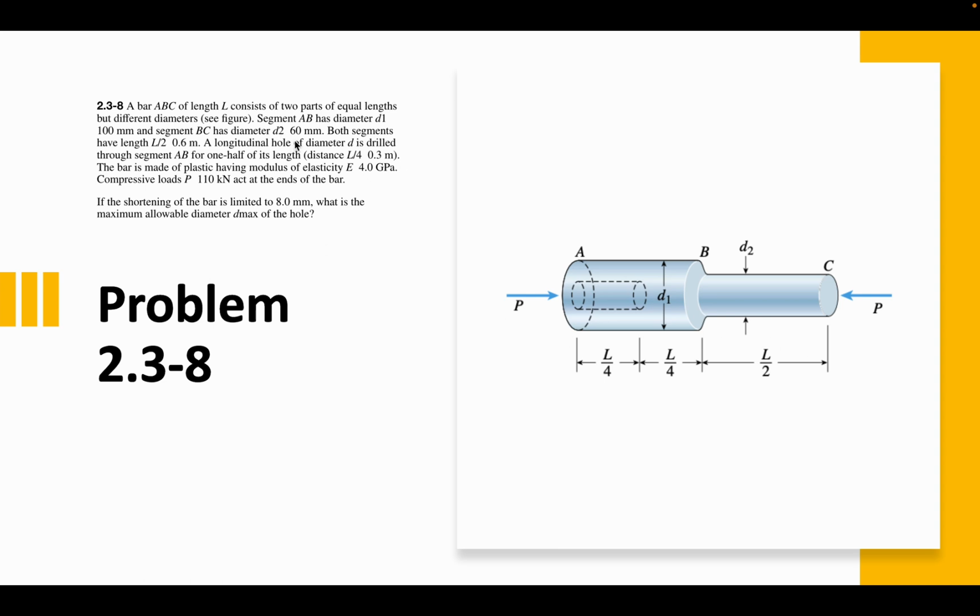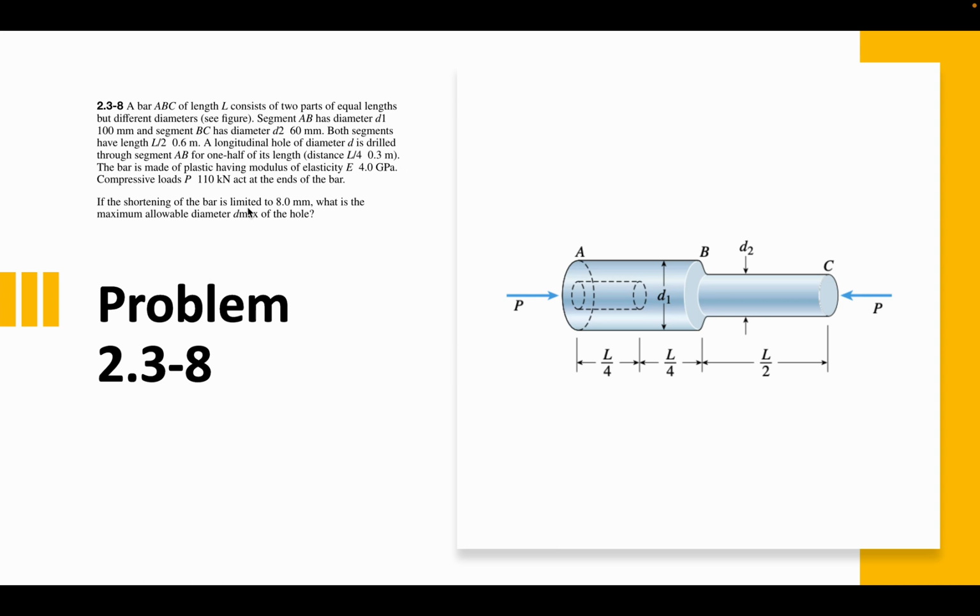A longitudinal hole of diameter d is drilled through segment AB, as we can see right here, for one half of its length, distance L by 4, which is equal to 0.3 meter. The bar is made of plastic having modulus of elasticity 4 gigapascal, and the compressive load P is given as 110 kilonewton, which acts at the ends of the bar, which means at the cross-sectional areas A and C.